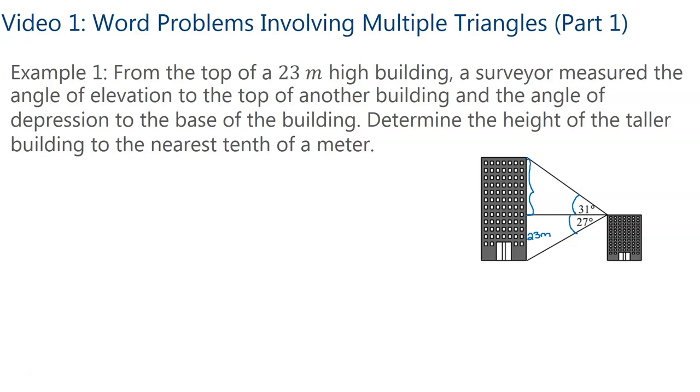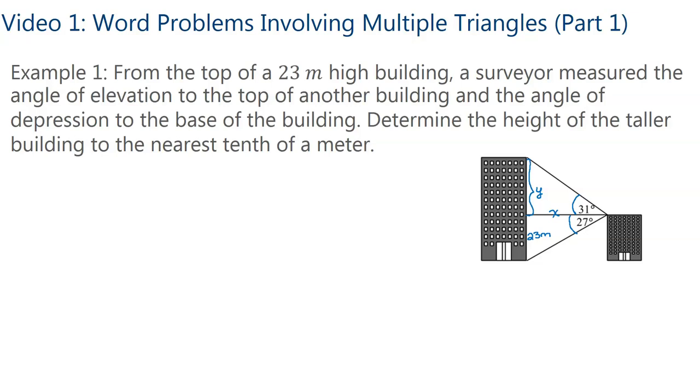Now if I look at the upper triangle, all we have is an angle measurement. So what we're going to do is use the bottom triangle to find this distance here, which I'll call x. And then once we have x, we can find this side, which I'll call y. So let's start by looking for x.